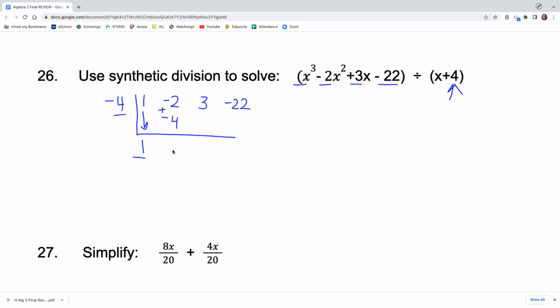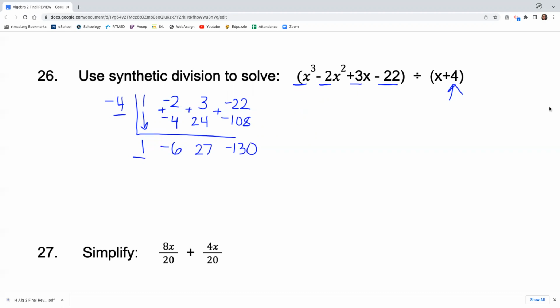You then add straight down. -2 plus -4 is -6. You do it again. -6 times -4 is +24. You add straight down, you get 27. Okay, then you do this process again. You multiply 27 times -4, that's -108. You then add straight down, you get -130.